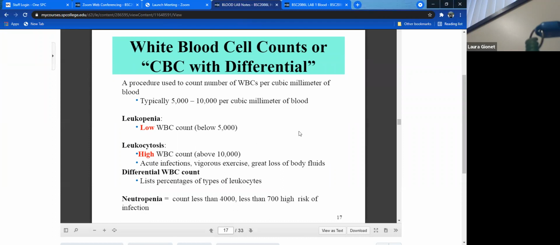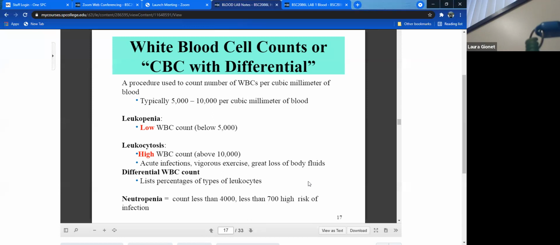When you have less than 5,000, that's called leukopenia. So penia means lower than normal. So leuko, white blood cell, low white blood cell count. Leukocytosis is a higher count. So if the count is above 10,000, we call it leukocytosis. And that's not uncommon when you have acute infections. Sometimes they'll just peak like that temporarily. And then if you run the blood work about 2 weeks later, a lot of times they'll start to diminish. So it's not uncommon if you have an acute infection, vigorous exercise.